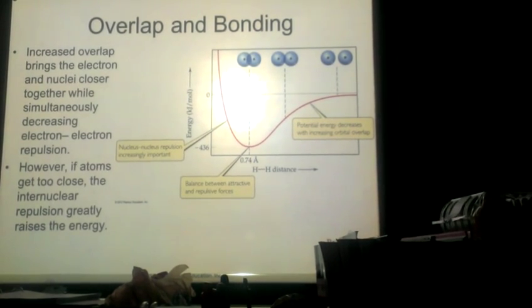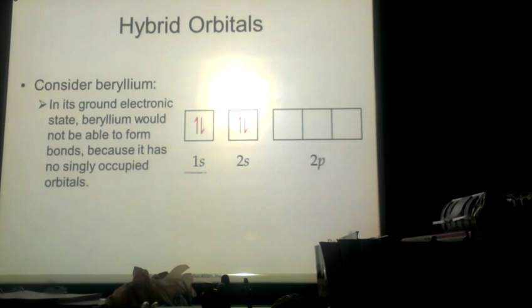Thank you. Meaning that I don't want that energy here to be zero. So if I don't have enough overlap, then I'm not going to get a good, strong covalent bond. But if I have too much overlap, I have nucleus repulsion, or nuclei repulsion. So there is a balance between repulsive and attractive forces, and that's what this graph is trying to show us. So increased overlap brings electron and nuclei closer together while trying to decrease electron-electron repulsion. But if I get too close, nuclei are going to repel, and that's going to raise the energy greatly. And I want to try to have that balance of potential energy here.